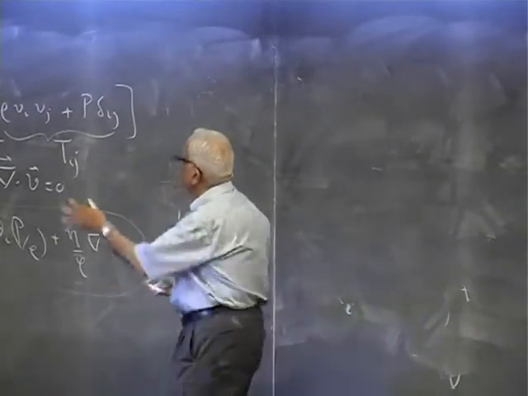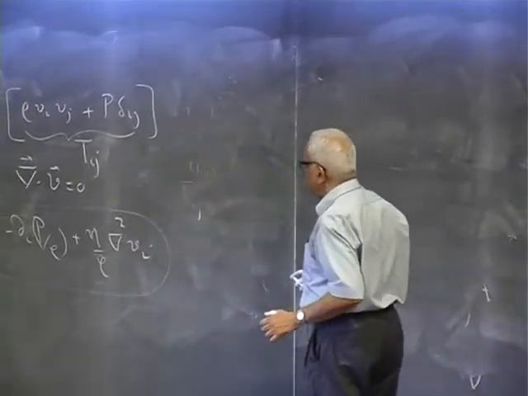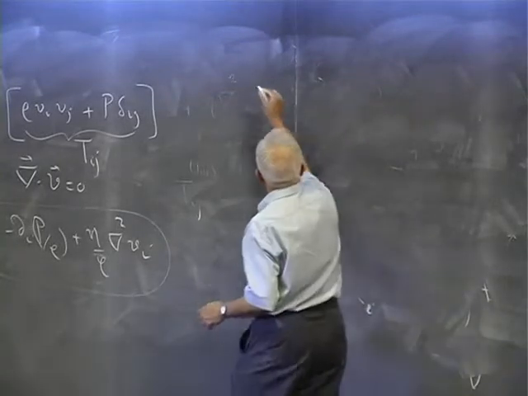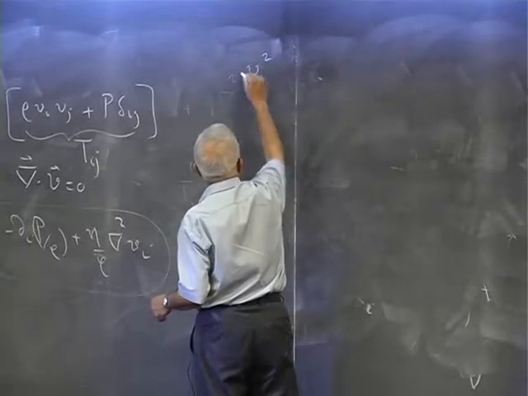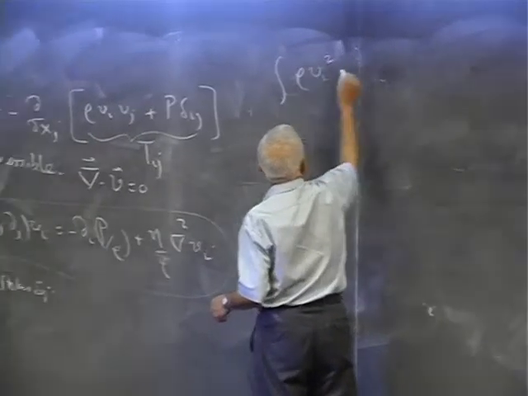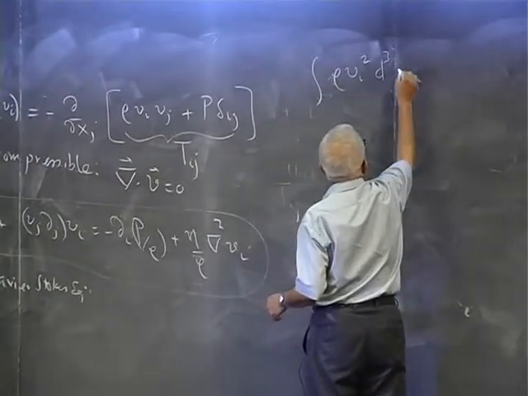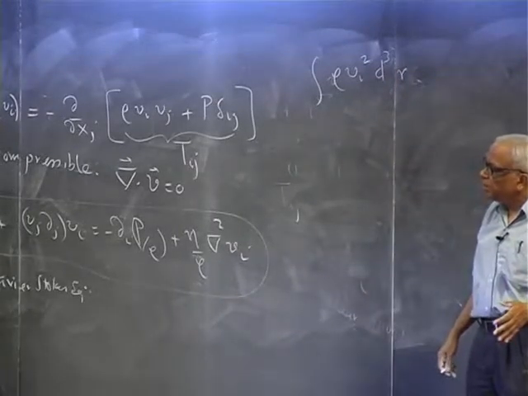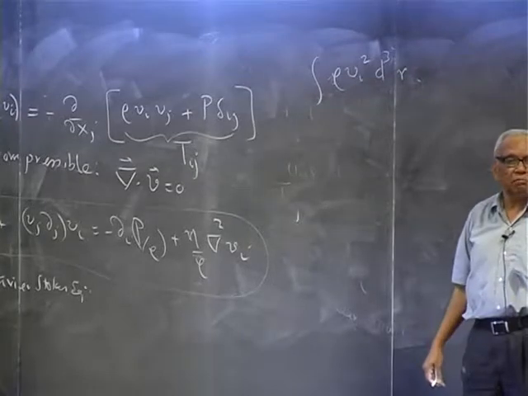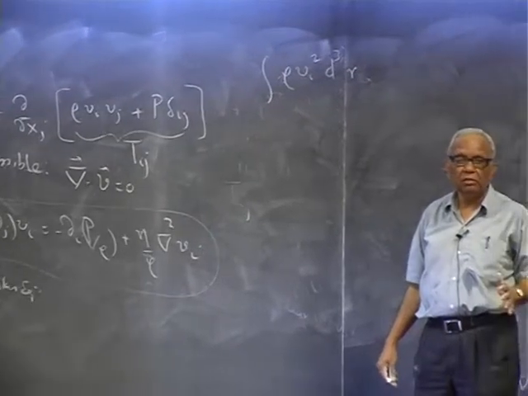So eta has to be greater than 0, so I need to look at the total energy, which is the integral of rho VI square d3r. What disappeared? Because divergence V is taken to be equal to 0, incompressible fluid.